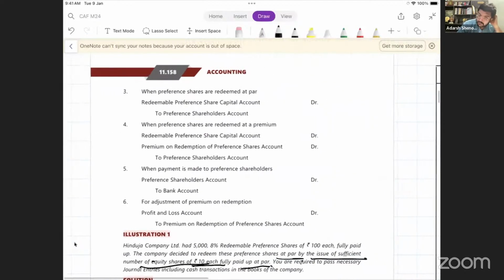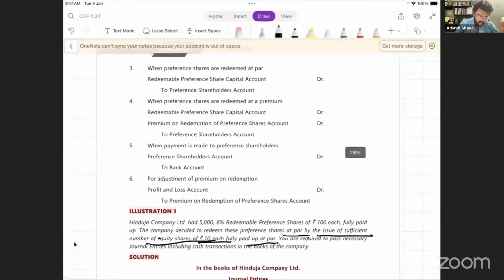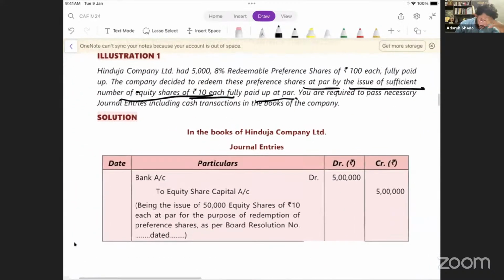Let's follow the sequence. What is the sequence? First, the announcement entry, the payable entry. Next, section 55 with the fresh issue, or CRR creation. Then repayment. Then, if there's premium on redemption, then write off. So we're going to follow that same sequence.